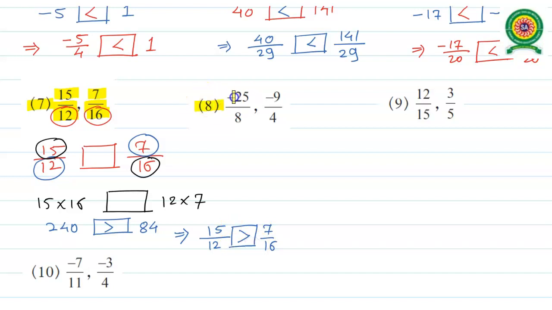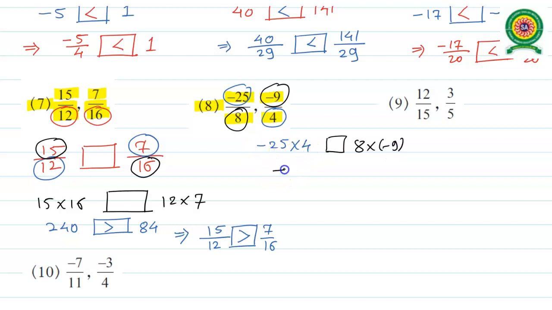We have sub question number 8, minus of 25 divided by 8 and minus of 9 by 4. Again be focused on the denominators that are different, 8 and 4. So what shall we do? Use the cross ratio test again. So we have minus of 25 into 4 and next to it 8 into minus of 9. We have to compare them. So 25 fours are 100, plus minus becomes minus of 100. And next to it 8 nines are 72, plus minus becomes minus of 72.